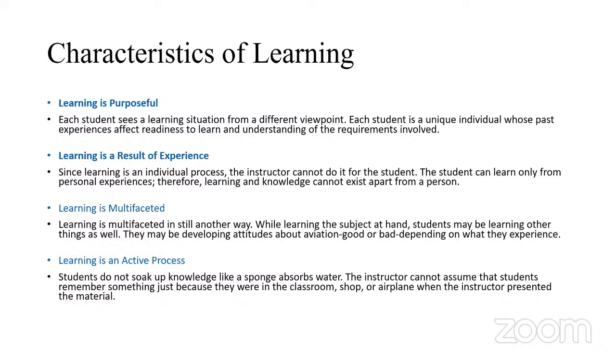Okay, so what are the characteristics of learning? First one is learning is a purposeful activity. That means every person who learns does it with a particular goal, with a particular objective. So every student is a unique individual. And whatever past experiences this particular student had, those past experiences affect the readiness to learn, they affect the understanding of the requirements involved, right? And that is the first thing. Learning is purposeful.